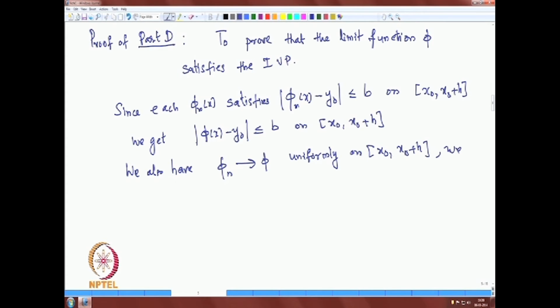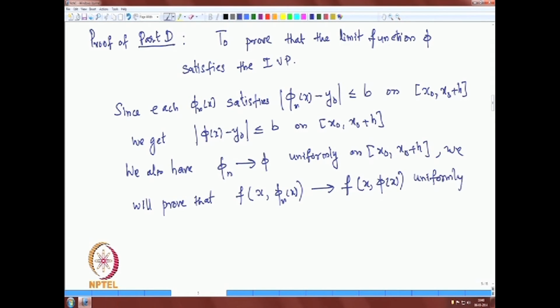We will prove that the function f x phi n x converges uniformly to f x phi x, uniformly on x0 plus h. So, how is this done?